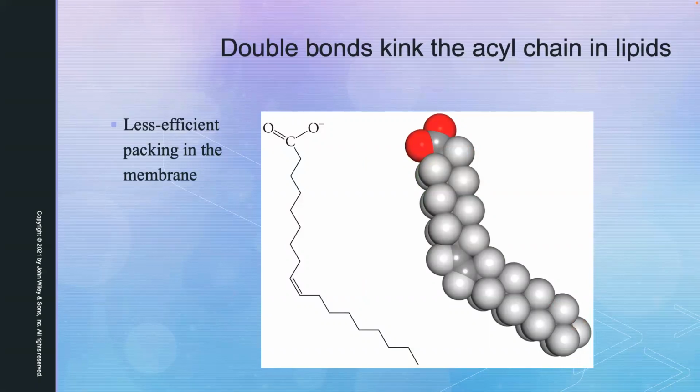And so the double bonds will kink the acyl chain in lipids. In cold environments, we have more unsaturated or double bonds in the membrane. However, in warm, we actually have more saturated. And this is because saturated fats have a higher melting temperature.